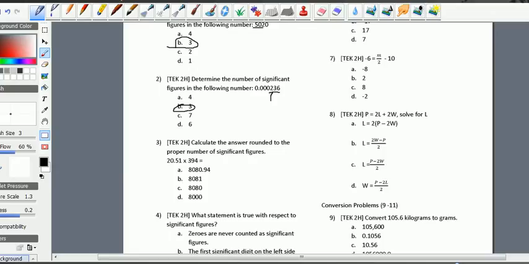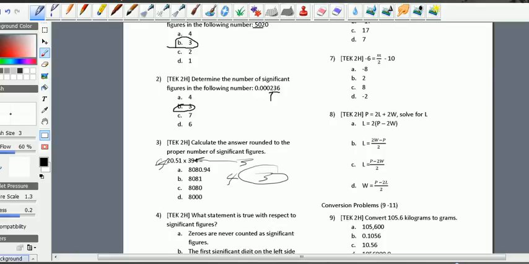Number 3, calculate how many sig figs you have. Get in the habit of counting from the left. I have 4 sig figs. I have 3. So if I have 4 and 3, my answer needs to have 3 sig figs. So let's see what we get if we get a calculator out.